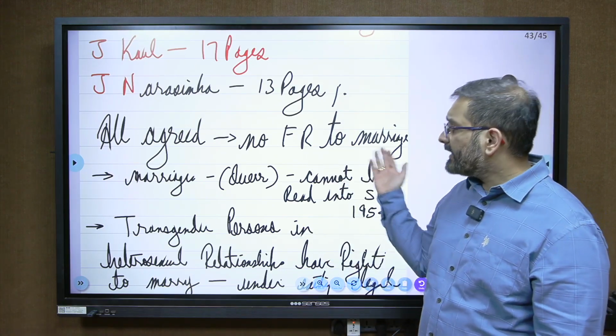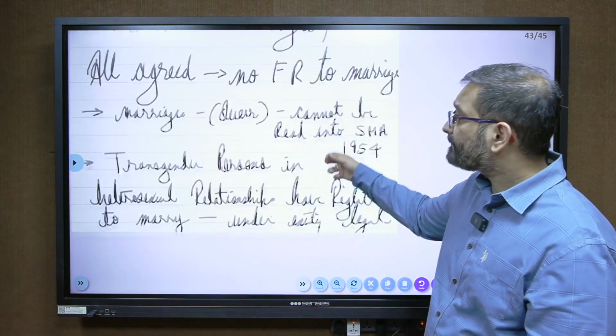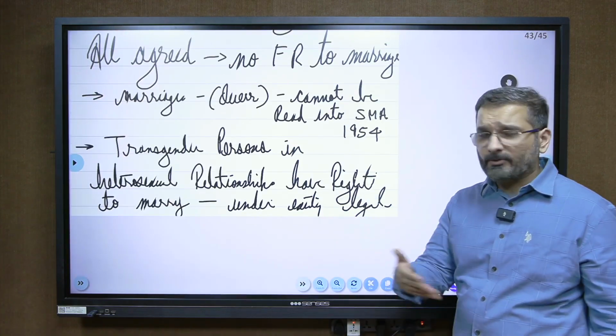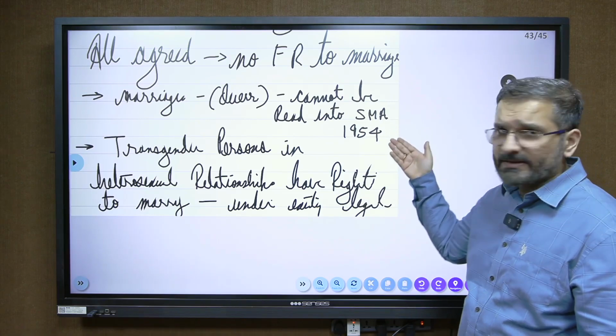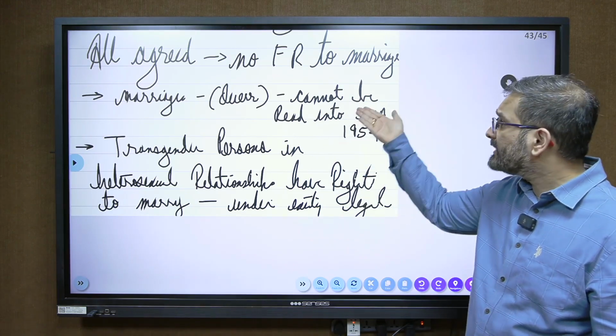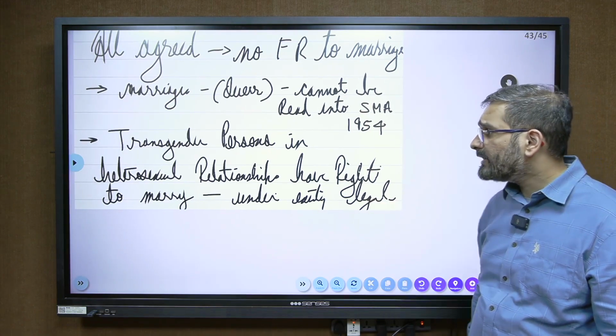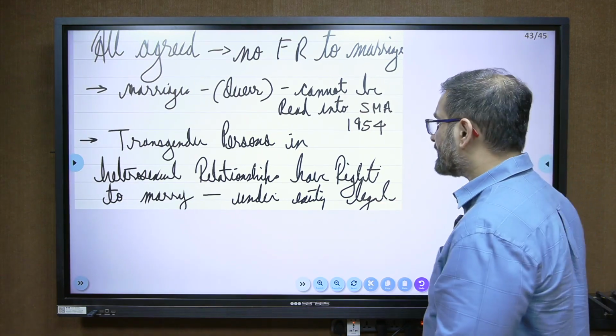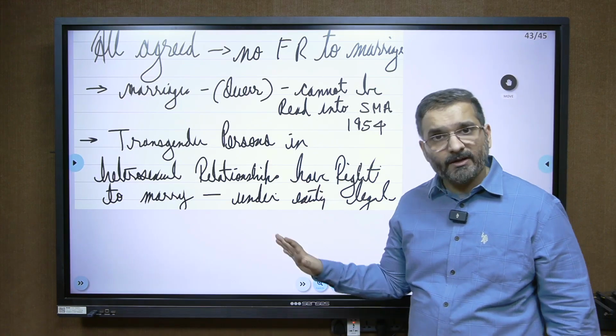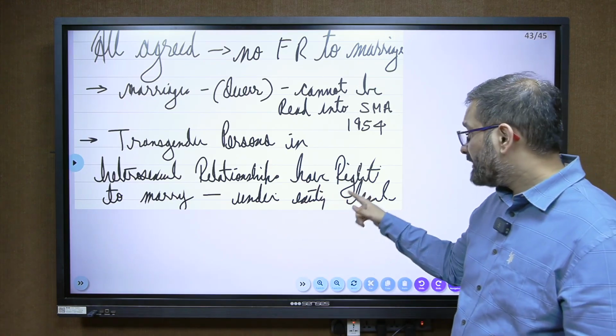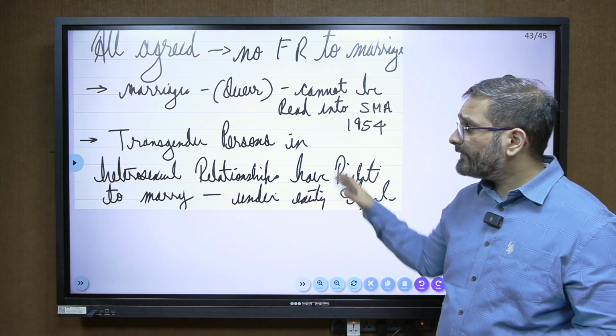So all agreed that there is no fundamental right to marriage. That the right to marriage for the queer community cannot be read into the Special Marriage Act 1954. Transgender persons in heterosexual relationships have a right to marry. This was under the existing legal framework.